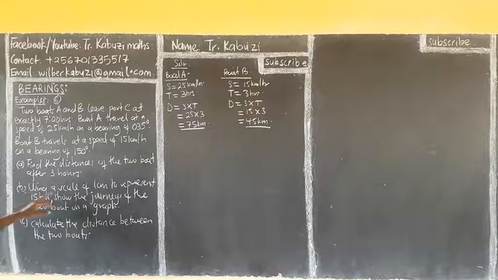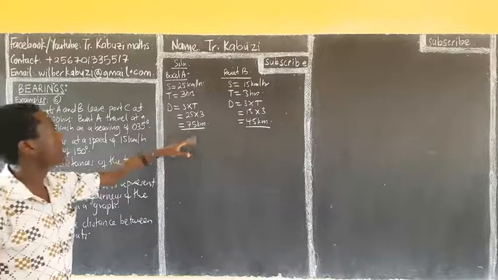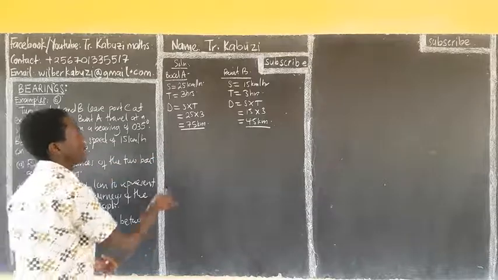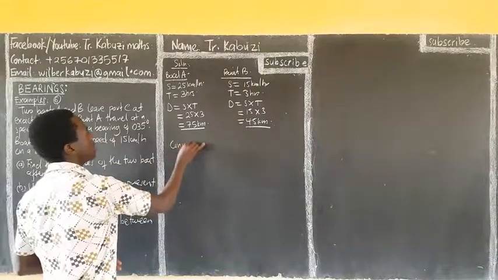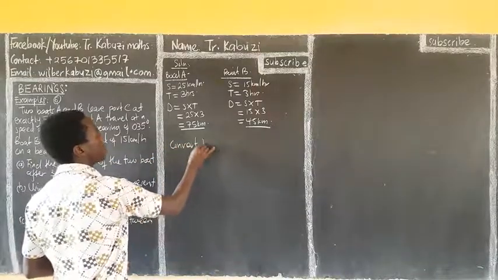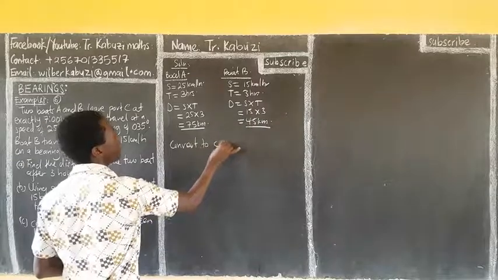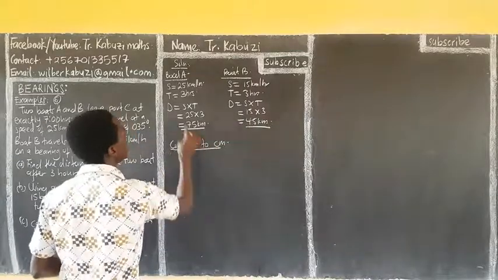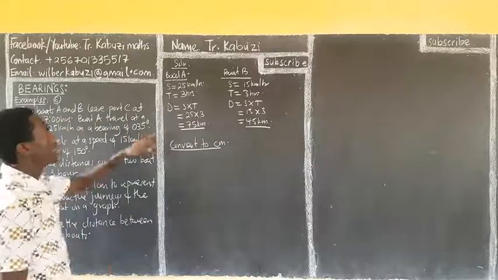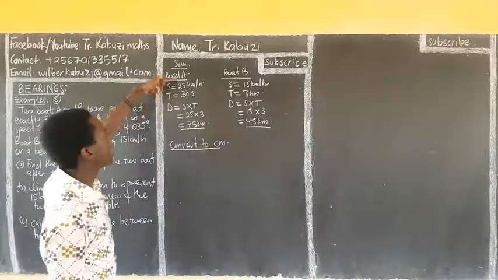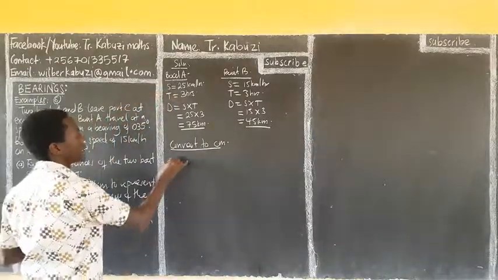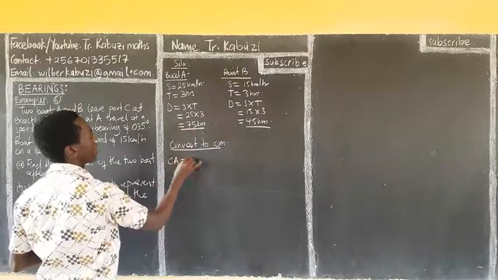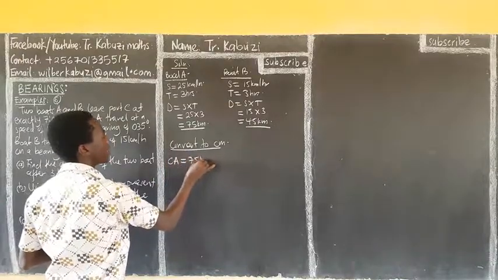Now then, using a scale of 1 centimeter to represent 15 kilometers, show the journeys of the two boats on a graph. So because these are in kilometers, now I have to convert them to centimeters. Now, this distance between C and A, I'm going to call CA, which is given, is equal to 75 kilometers.